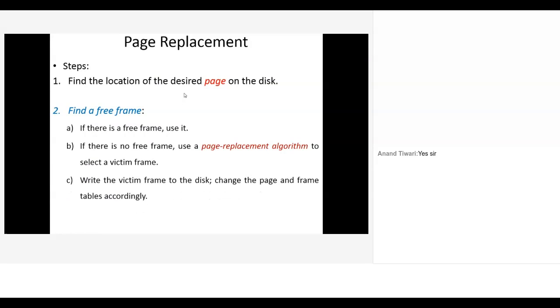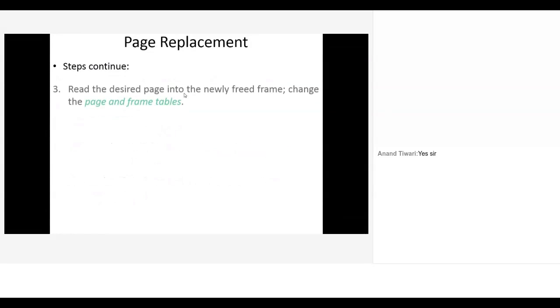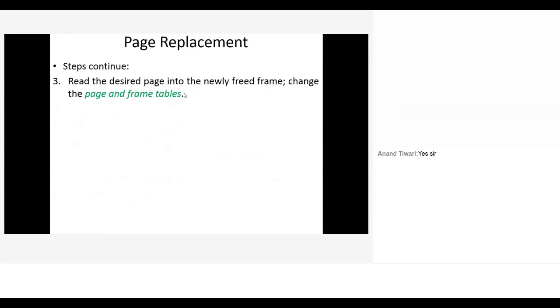So you have to write the victim frame, that is the updated victim, if you have any changes on it, into the backing store, and then change the page and frame table accordingly. And what is the next step? Read the desired page into the newly freed frame, change the page and frame tables, and then continue the user process from where the page fault occurred.